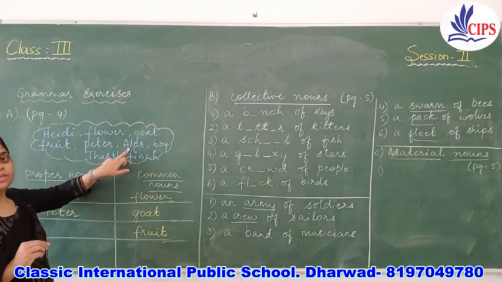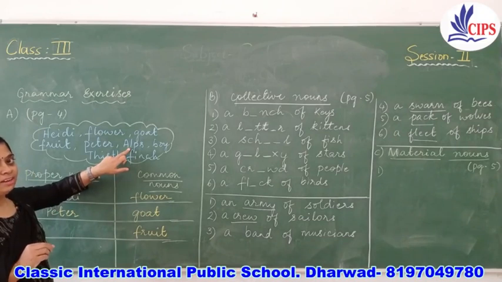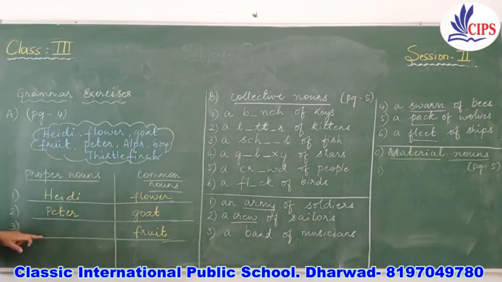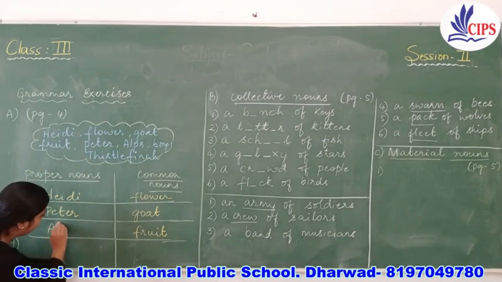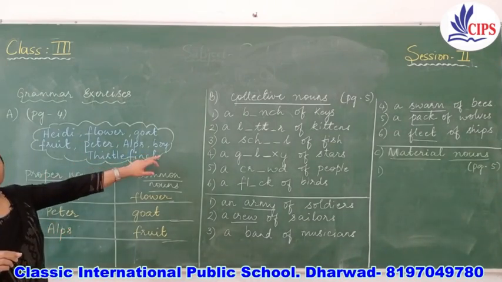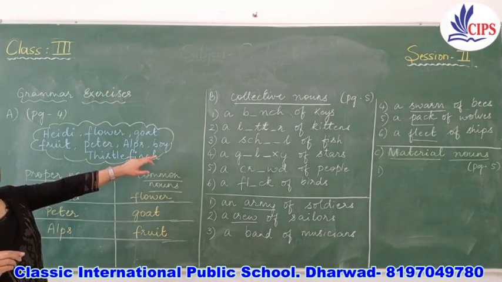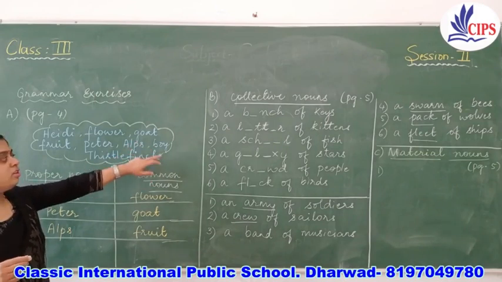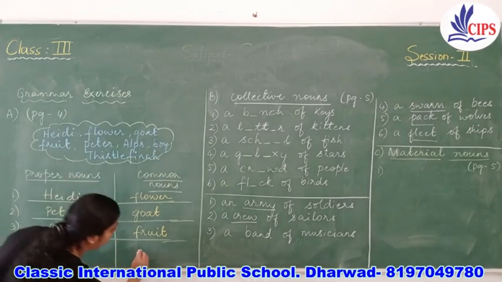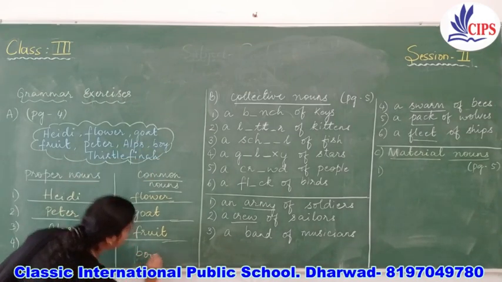What about Alps? Yes, this is where Heidi used to stay. Right, children? Alps mountain, right? Again, it's the name of a place or a mountain. So it has to come under proper noun. Then coming on to boy, which boy are we talking about here? We don't know which boy. So it's the common term given to a person, right? It is again a common noun.